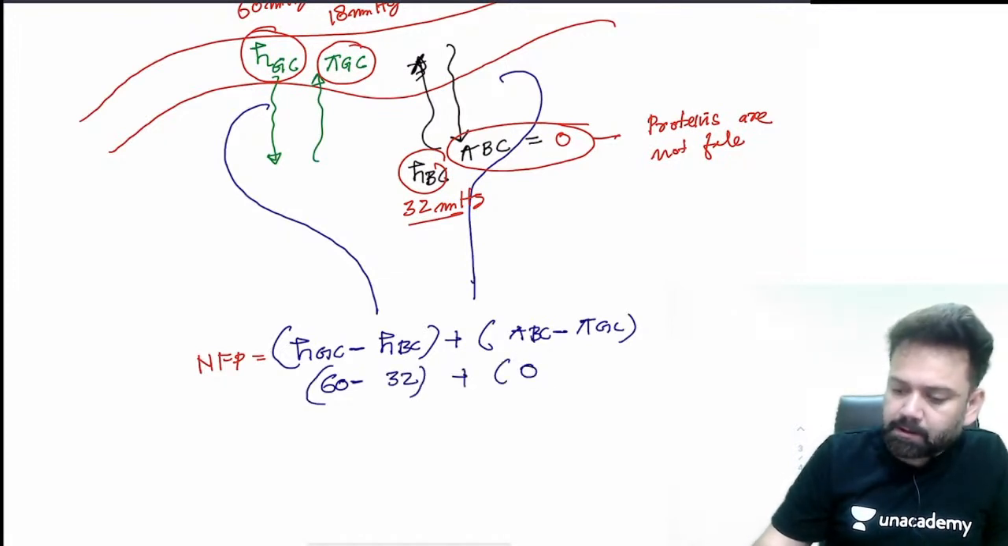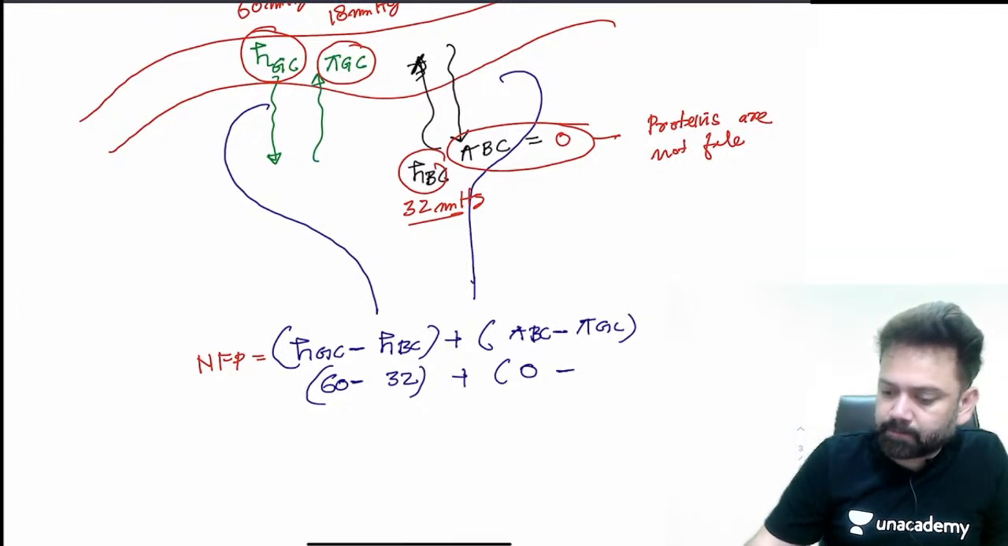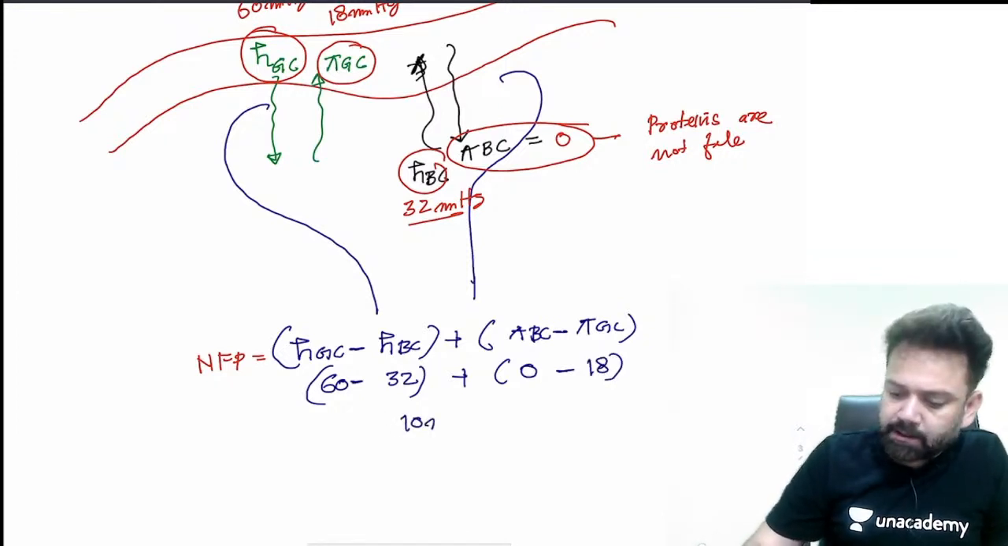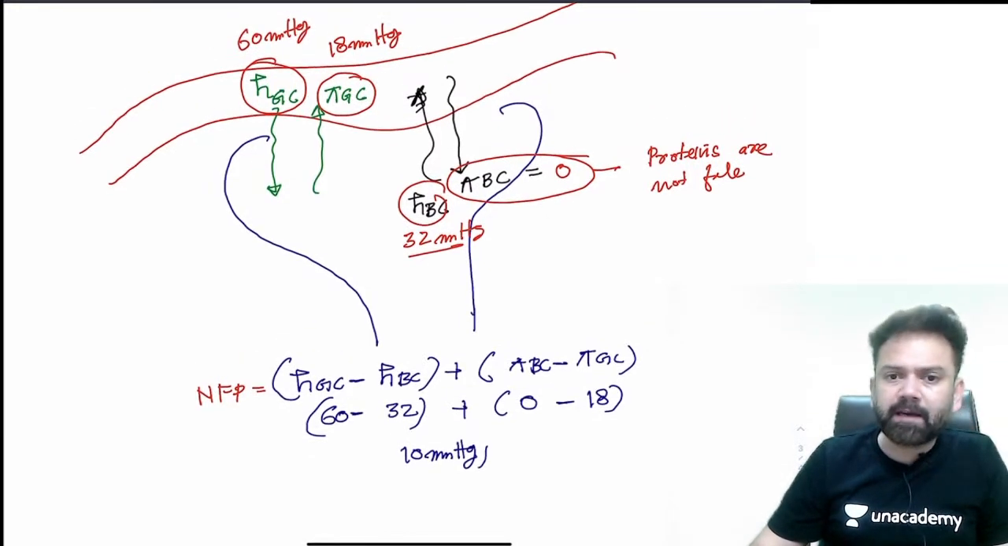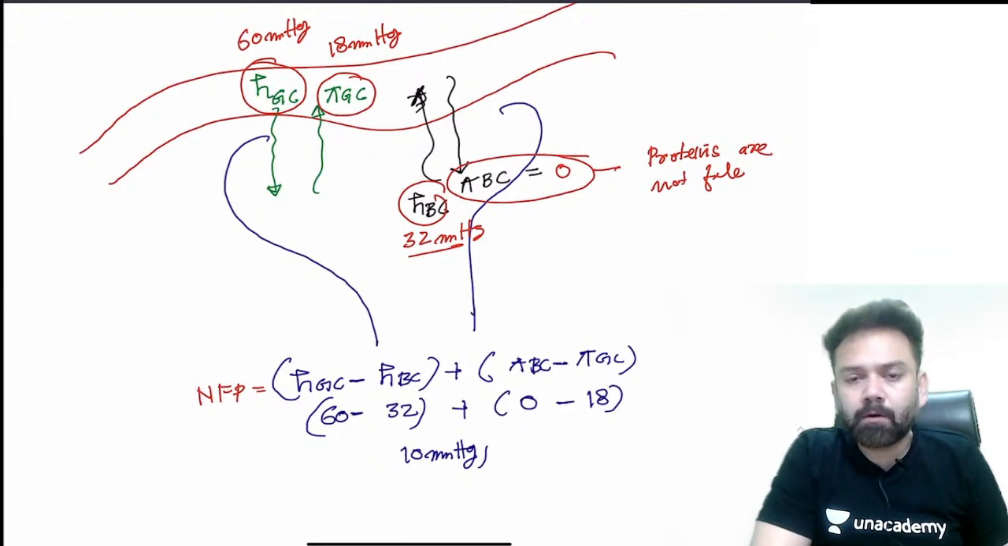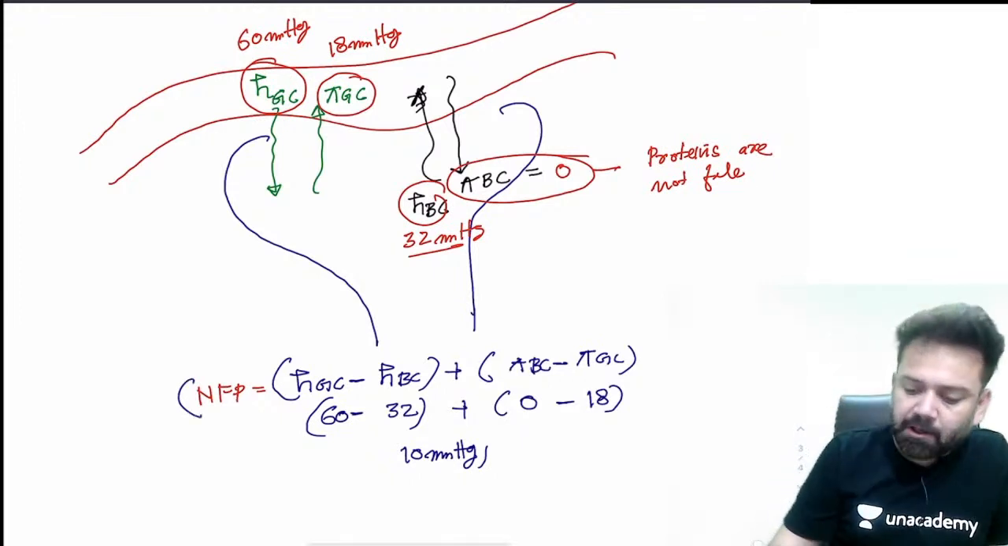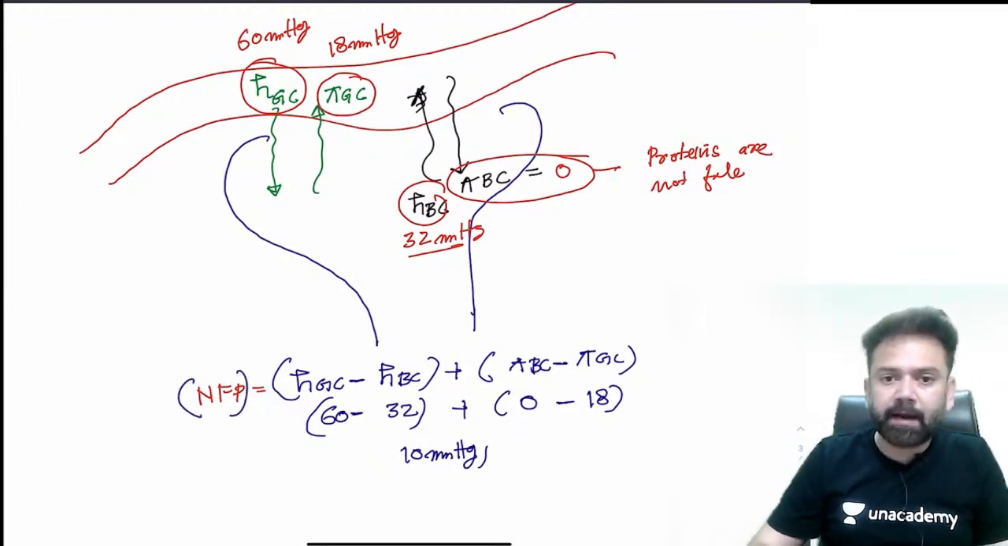It is 0 minus, how much is it? 18. So around it is 10 mm of Hg. Now in nephrotic syndrome, what do you think? Net filtration pressure will be more or less, and why?